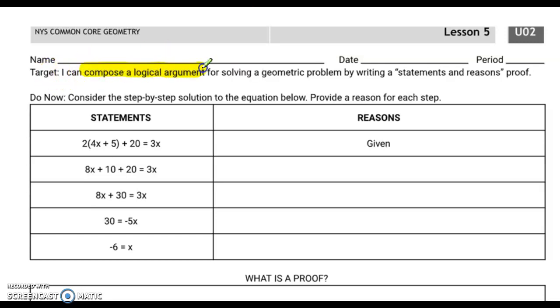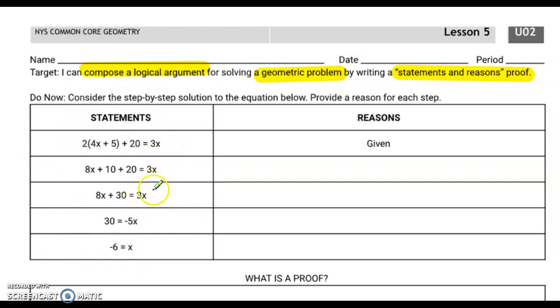Compose a logical argument just means write a step-by-step argument here for solving a geometric problem, where we've been solving geometric problems basically all year, by writing a statements and reasons proof. I'm going to talk about what the statements are and what the reasons are in a moment, but right now let's think about this equation. You can see the equation from here to here is solved.